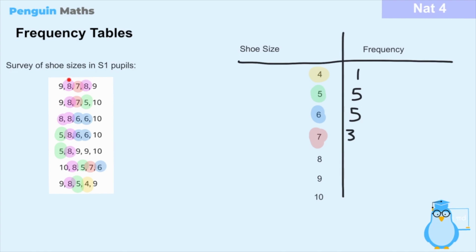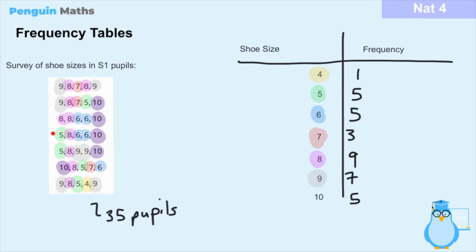For 8 we have 1, 2, 3, 4, 5, 6, 7, 8, 9 pupils with a shoe size of 8. For 9 we have 1, 2, 3, 4, 5, 6, 7. And finally for a shoe size of 10 we have 1, 2, 3, 4, 5 pupils. So that's us now completed a frequency table.